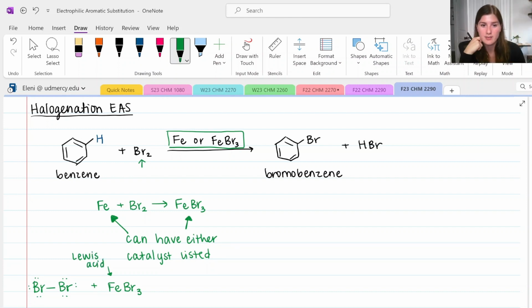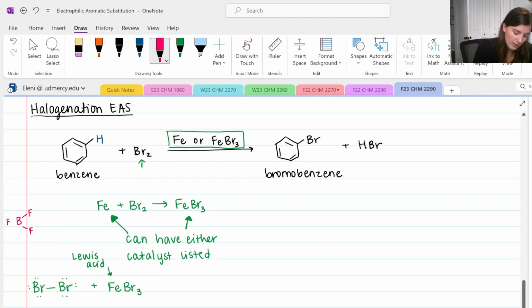Remember what Lewis acid means. That's when we have an atom that has an open valence shell, so it can accept additional electrons. A common example, I'll write this off to the side, of a Lewis acid is boron trifluoride, because boron is stable with an open shell, but it can accept more electrons. Same thing is true for iron in FeBr3. So because it is a Lewis acid, it accepts electrons from one of the bromine atoms.